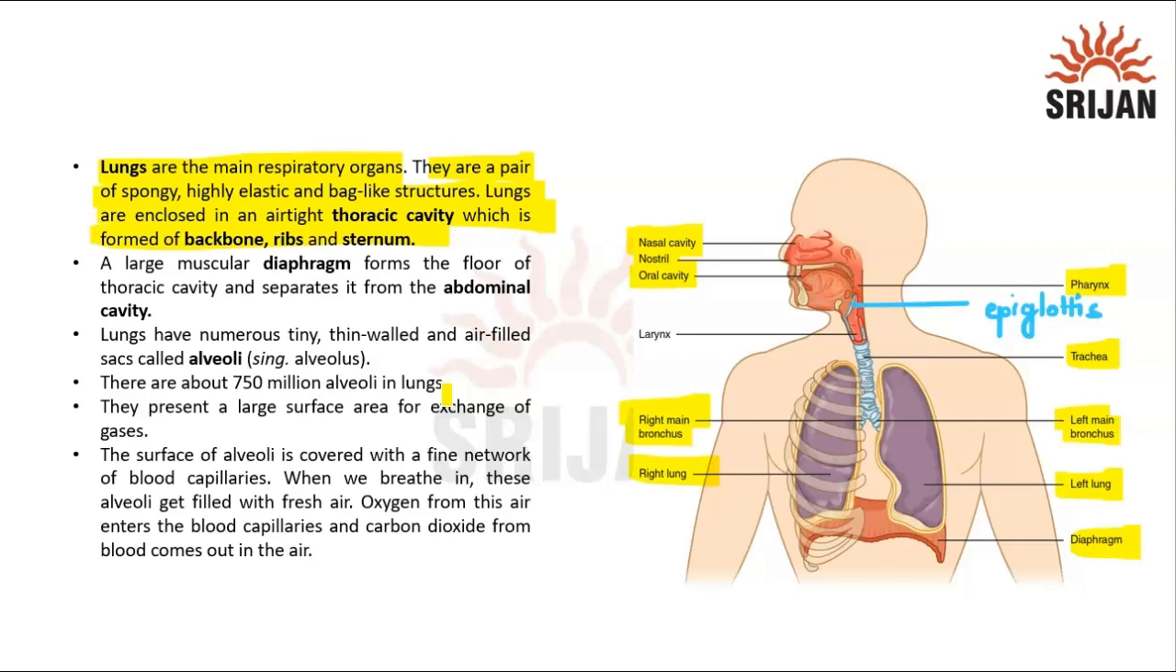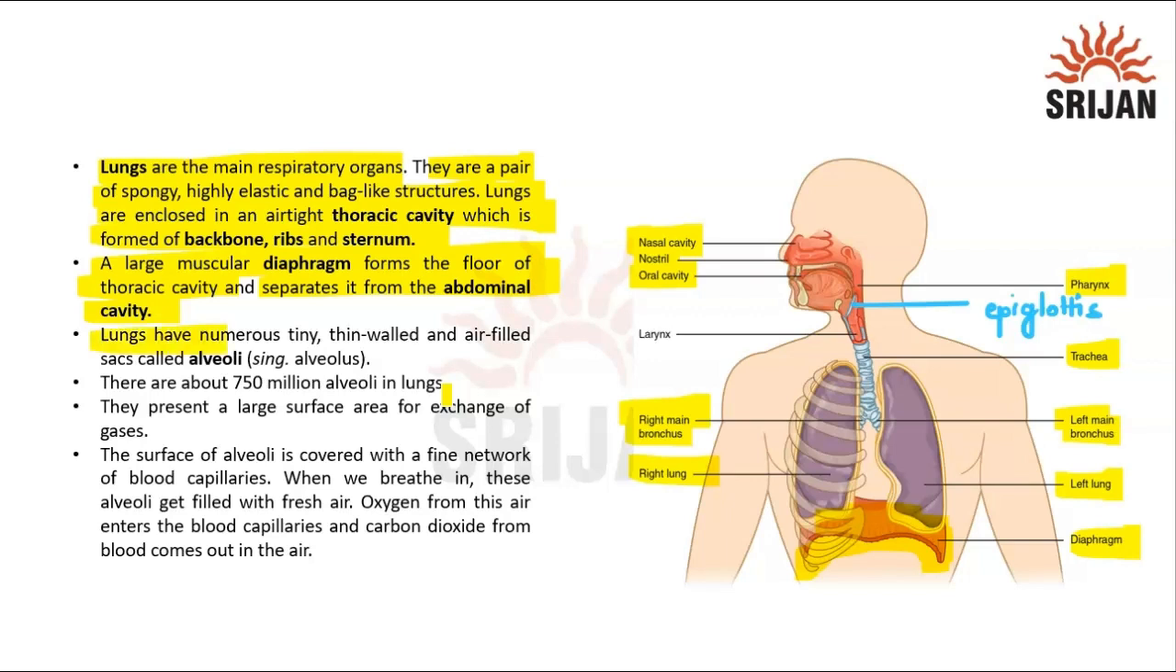Also, a large muscular diaphragm forms the floor of the thoracic cavity and separates it from the abdominal cavity, which is this part here, known as the diaphragm. This particular part basically helps the lungs contract and relax, and also, while they are relaxing or contracting, they don't damage the other parts of the body.